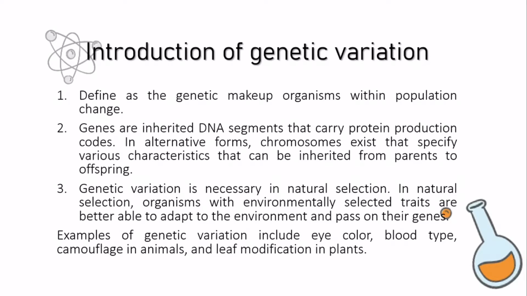In natural selection, organisms with environmentally selected traits are better able to adapt to the environment and pass on their genes. For example, in eye color, blood type, camouflage in animals, and leaf modification in plants.